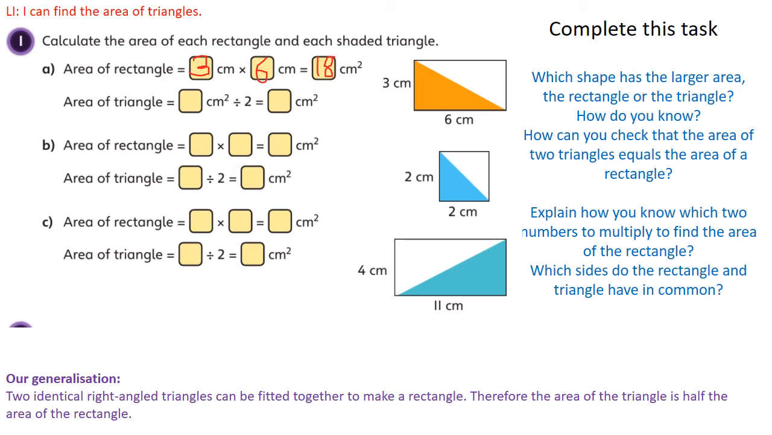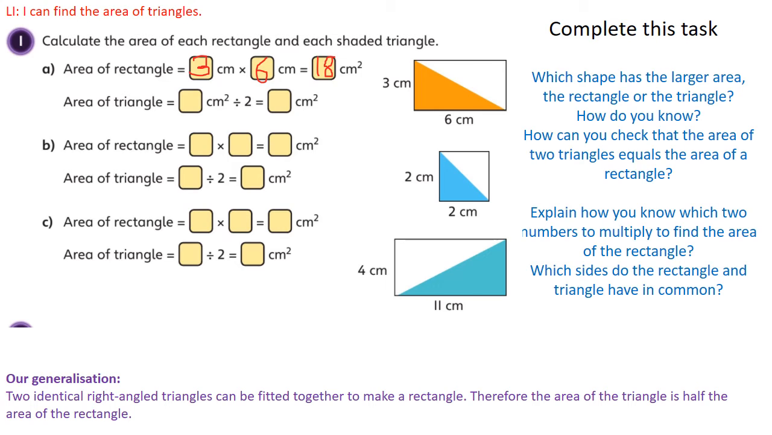What's that area of our rectangle? Our area of our rectangle was 18 centimetres squared. If we divide that by 2, we're going to find the area of half, which is the triangle. If we look at B, again, it's a square this time, but a square is just a special type of rectangle.